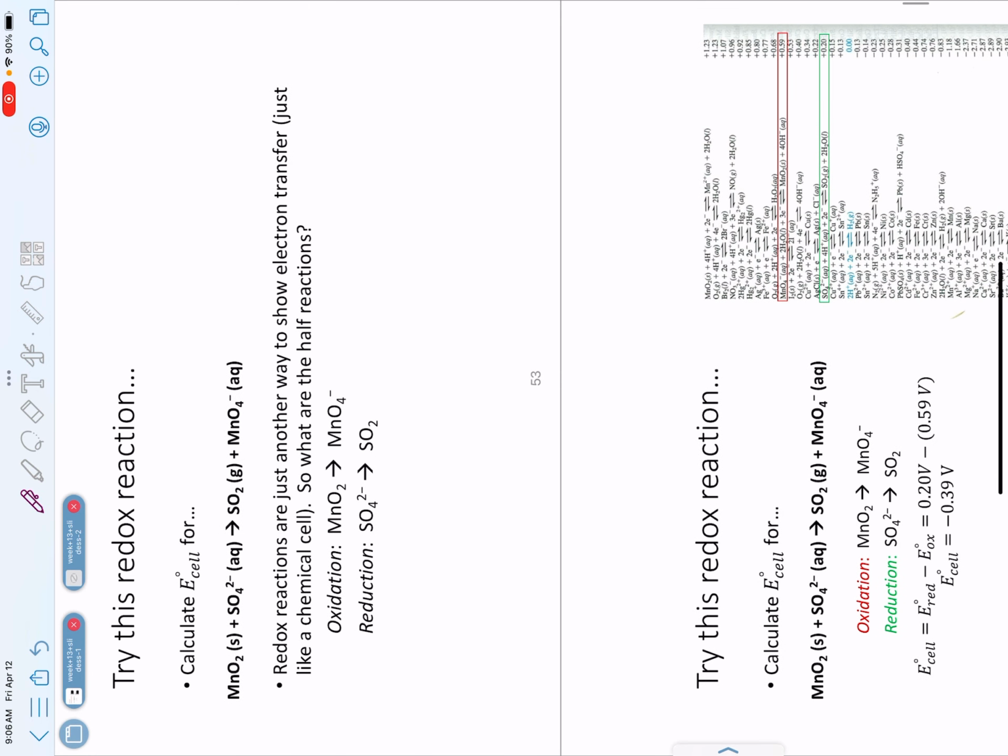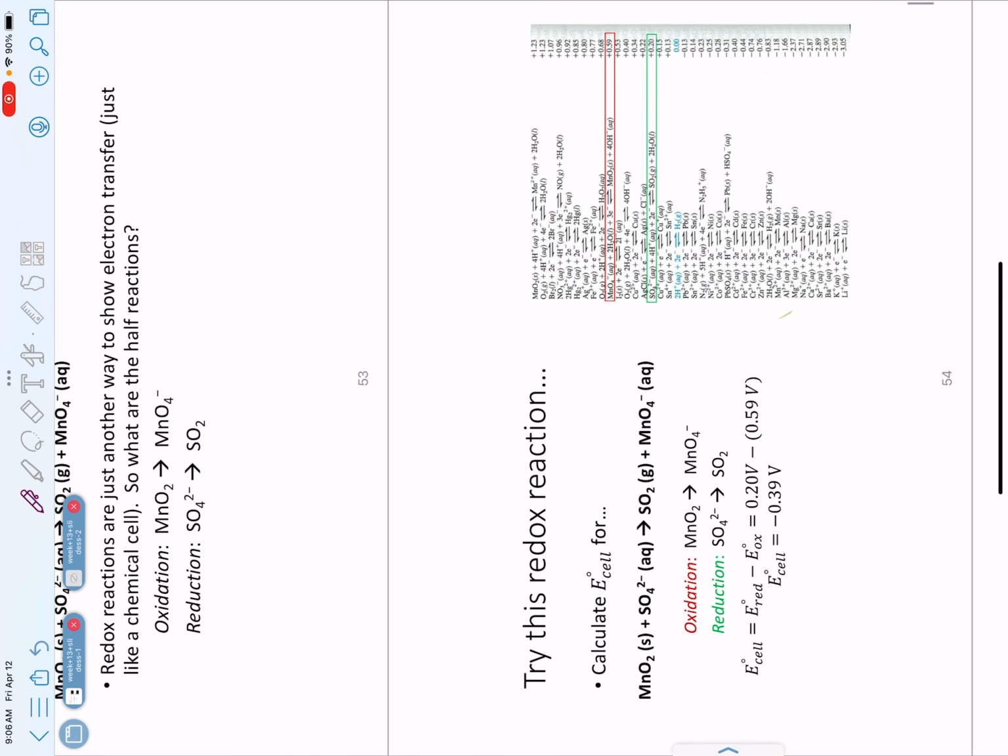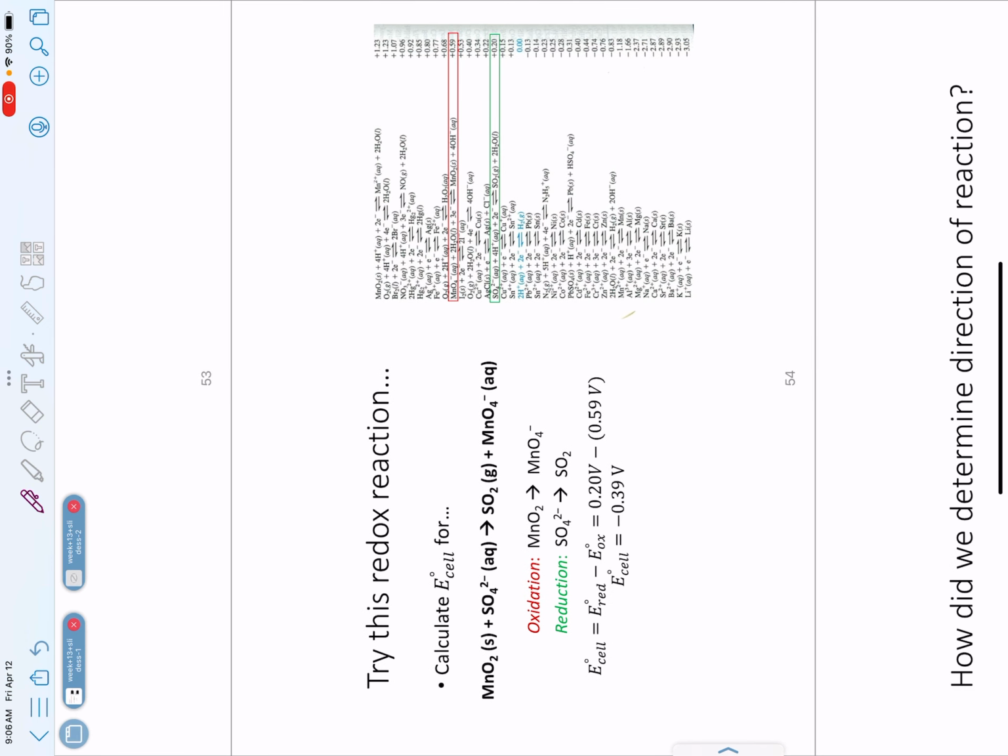So here's MnO2 reacting with SO4 to become SO2 and MnO4 minus. If I look at my table, all I have to do is find a half reaction that has my two reacting species in it. And as I work my way down, I find, look, there's manganese and MnO2 in one half reaction.